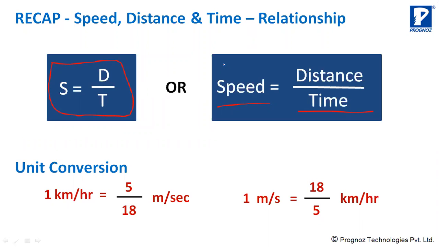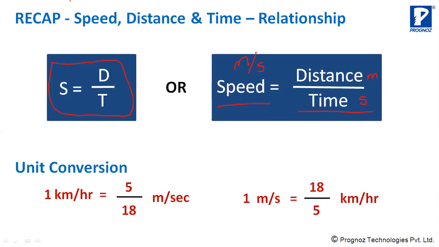Here, one thing has to be remembered, that the unit of speed on the left-hand side should match the unit on the right-hand side. Suppose speed is in meters per second, then distance has to be in meters and time has to be in seconds. Then the left-hand unit matches the right-hand unit.